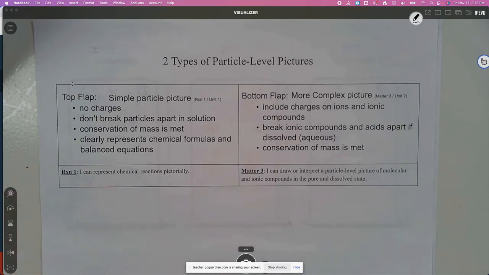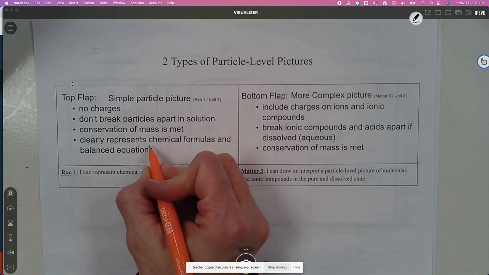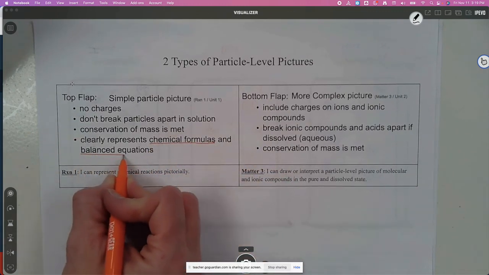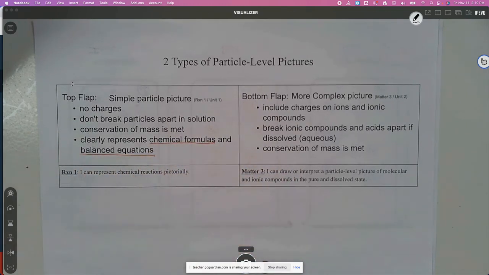Your top flap pictures are like the ones that we drew back in Unit 1. They go with our reaction 1 target. We don't show any charges. We don't break anything up in solution. We just make sure we meet conservation of mass. It's most useful if you want to think about chemical formulas and if you want to think about balanced equations.